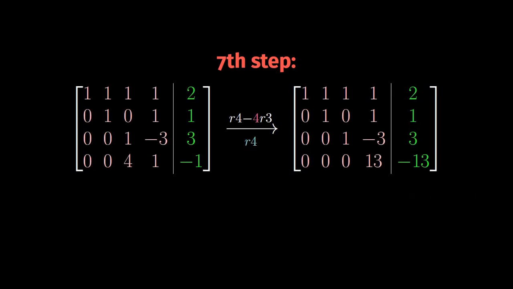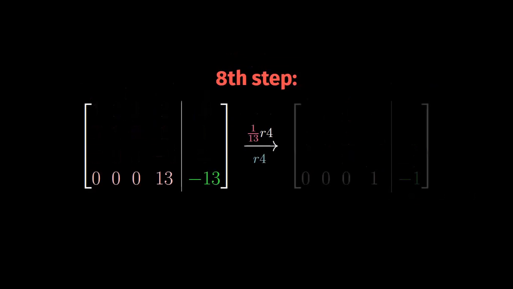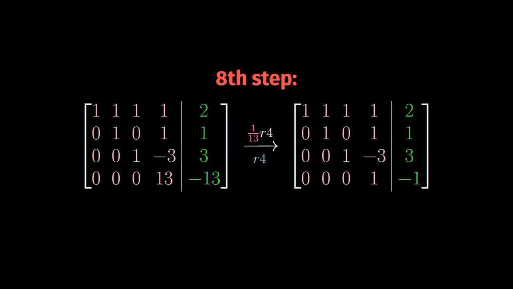Now, we only would like to modify the number 13 in order to transform it into the number 1. This is why we simply divide the fourth row by 13. In this way, we obtain 0, 0, 0, 1, minus 1. And the last matrix after the 8th step has a huge diagonal of number 1, this one, below which we have a lot of zeros.